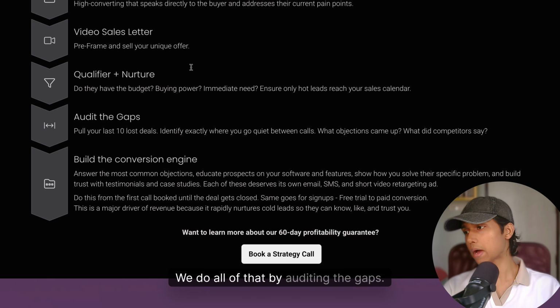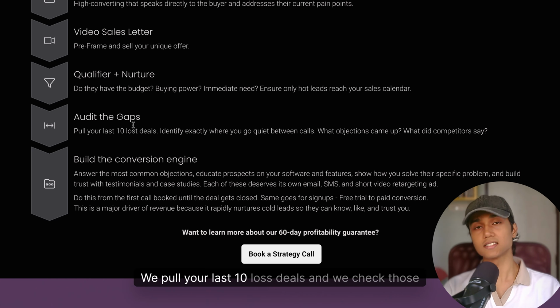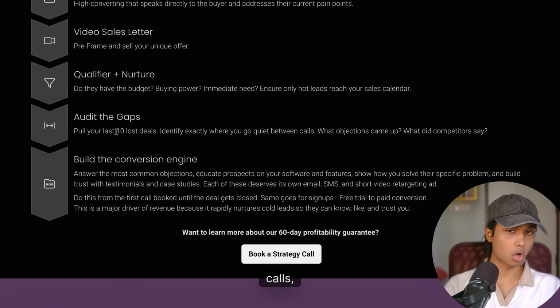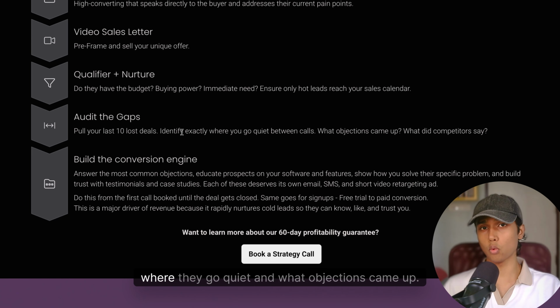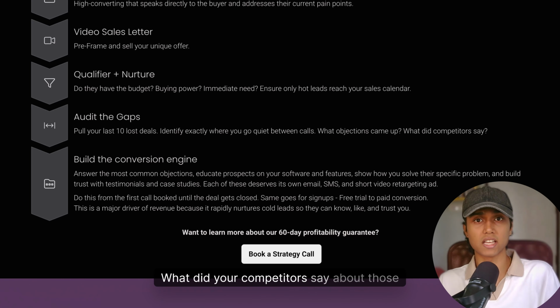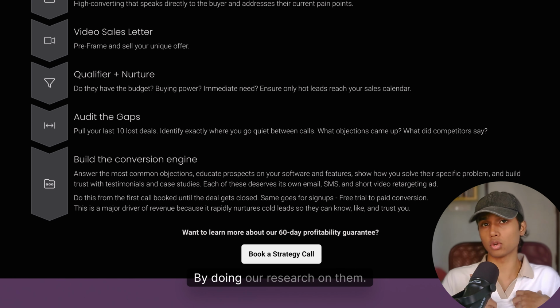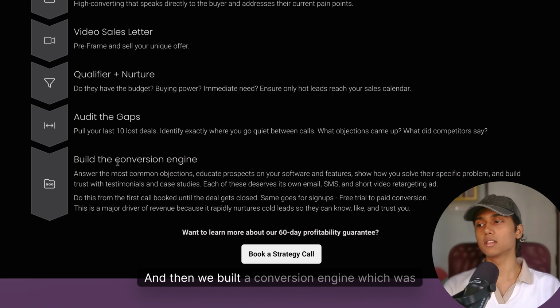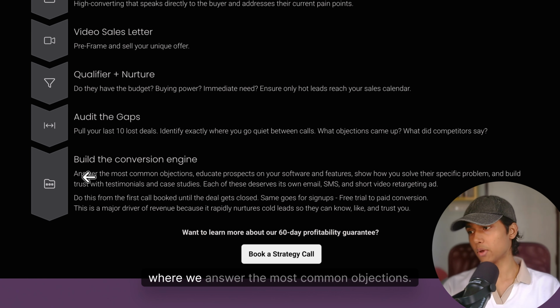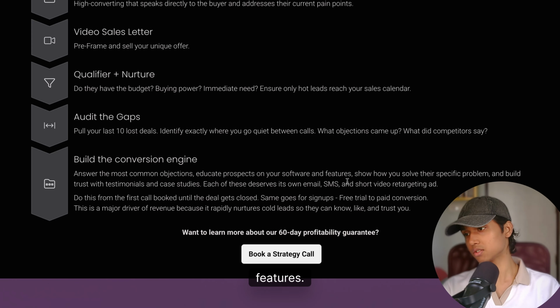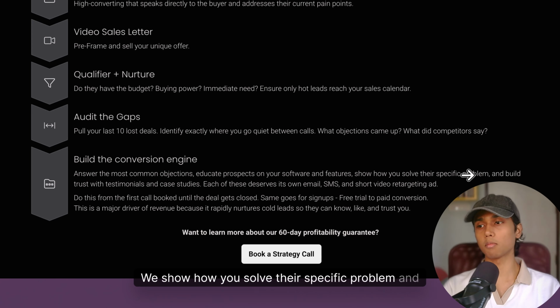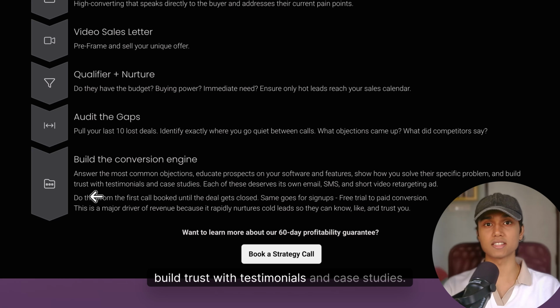We do all of that by auditing the gaps. We pull your last 10 lost deals and we check those calls, we check those transcripts, we check communications to figure out exactly where they go quiet and what objections came up, what did your competitors say about those particular objections by doing our research on them. And then we built a conversion engine, which was the back-end selling system I was talking about, where we answer the most common objections, we educate prospects on your software and features, we show how you solve their specific problem, and build trust with testimonials and case studies.